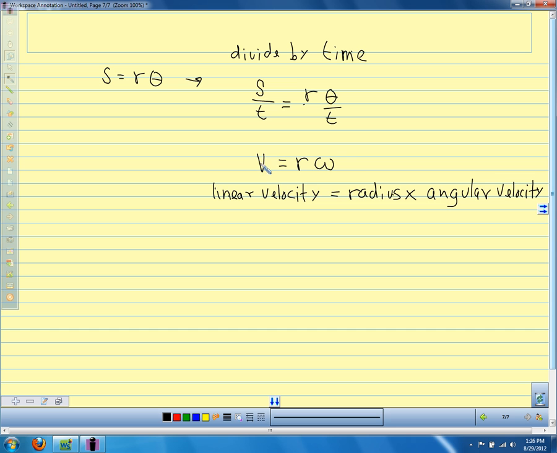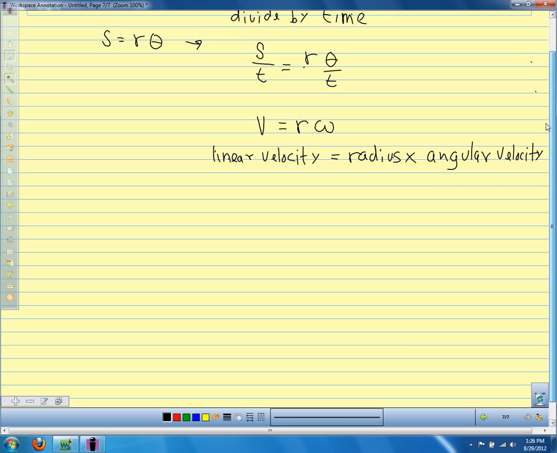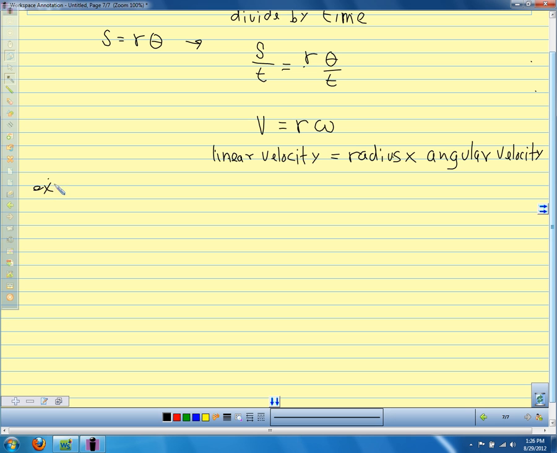So v is in length per second. Omega is in radians per second, or radians per minute, or radians per hour, or something like that. So our linear velocity is radius times angular velocity. It's the same formula that we've just been using. We've turned it into a velocity instead of just a length problem. So an example of this type of problem that you might see is we have a car that's traveling at 65 miles an hour.